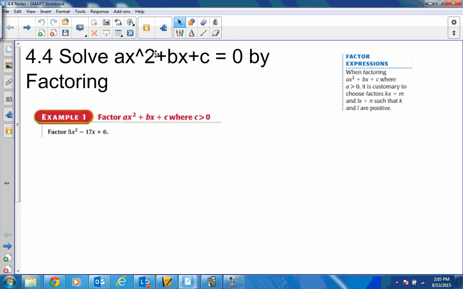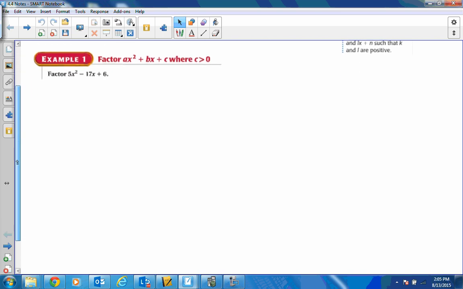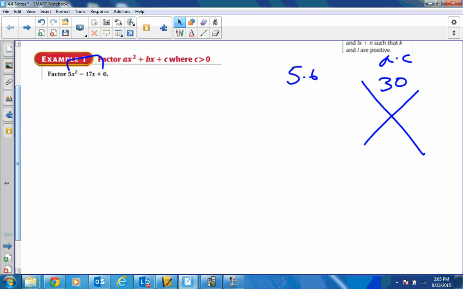4.4, solving by factoring, but now we have ax squared plus bx plus c, which makes this a little bit difficult. I started using some different methods last semester that I thought were helpful. So how to factor these: the first step is to multiply a times c, in this case 5 times 6. So 5 times 6 is 30. You can write that a times c right there, or ac.